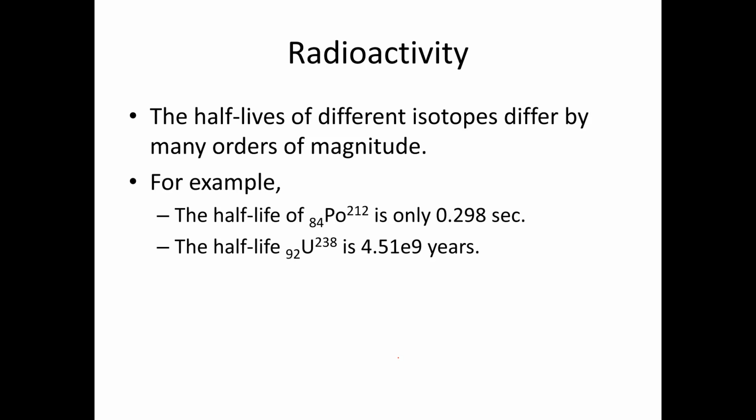The half-lives of different isotopes differ by many orders of magnitude. For example, the half-life of polonium-212 is only about a third of a second, whereas the half-life of uranium-238 is about 4.5 times 10 to the 9 years.